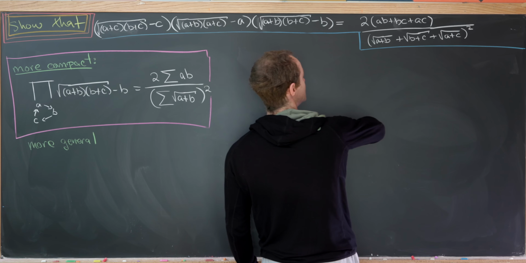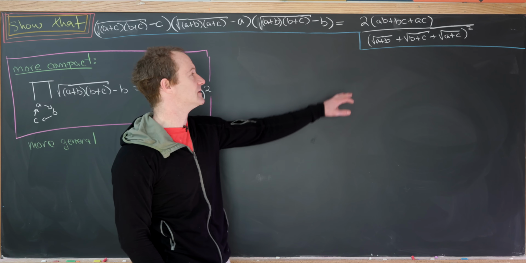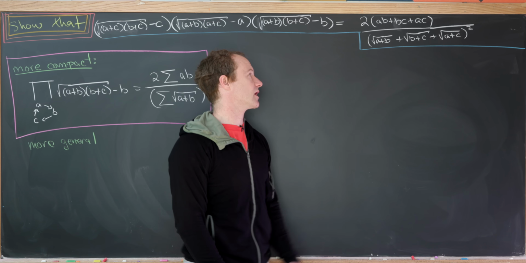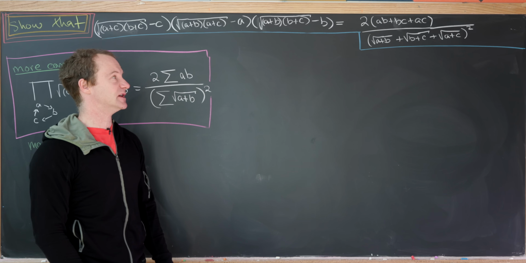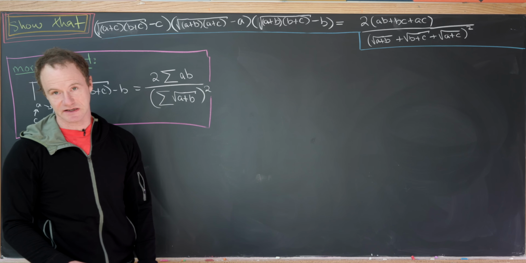So this is 2 times a plus b plus c plus a plus c. And then we have this denominator here, which is the square of the square root of a plus b plus the square root of b plus c plus the square root of a plus c.